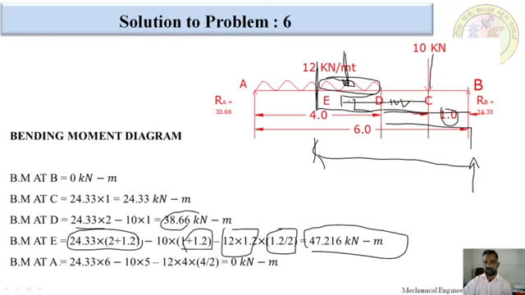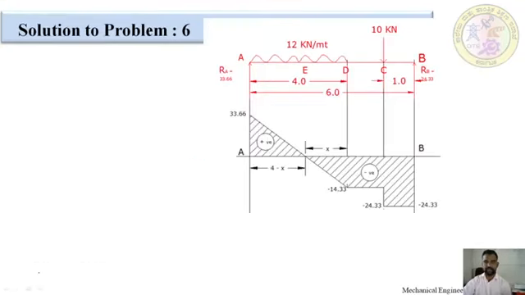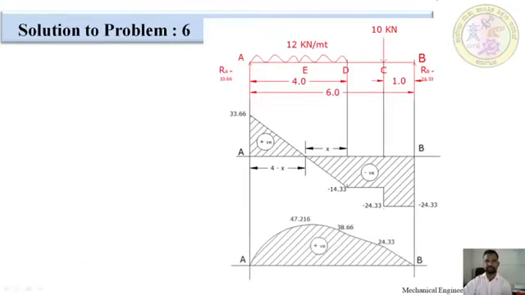After that we are not doing the calculation at A, because our condition is that the bending moment at a support is always 0. Next slide, we are going to draw the bending moment diagram. All the values we got are positive only, so we have to draw above the baseline. First we have to draw the baseline.